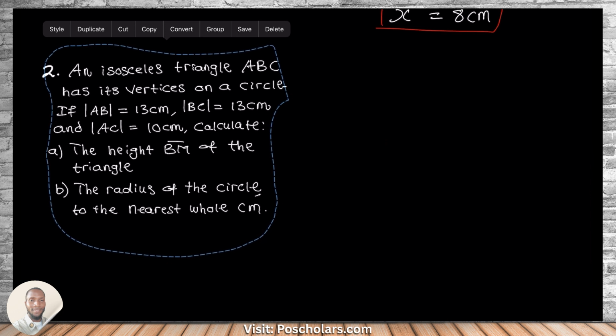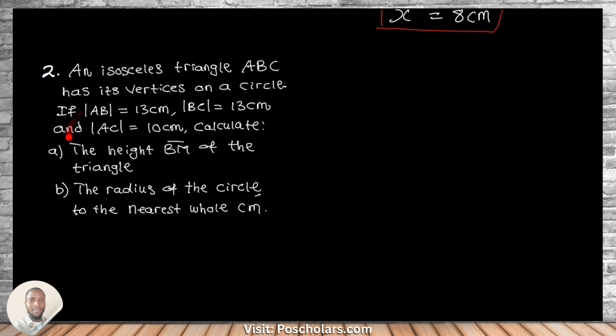Okay, this is question 2. Please pay attention as we solve this question step by step. Without wasting much time, let's start. Question 2 says an isosceles triangle ABC has its vertices on a circle. So let's draw a circle first of all. Now this is a circle, perfect, right?